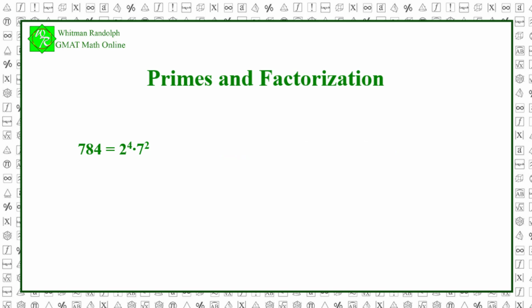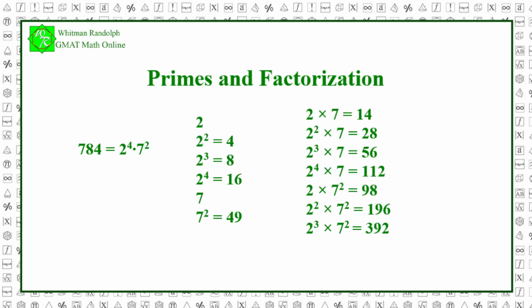But the prime factorization of 784, 2 to the 4th times 7 squared, gives us a lot more information. For example, using its prime factorization, we can determine all its divisors. We just take all possible combinations of some of its prime factors. Here is the complete list of the divisors of 784.